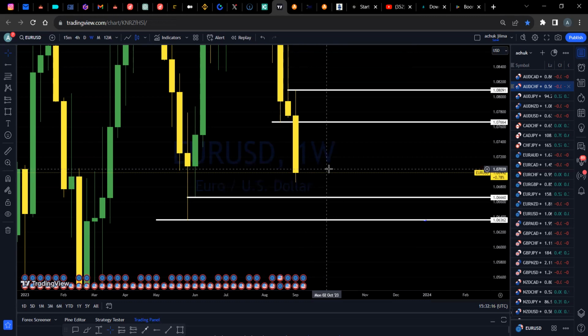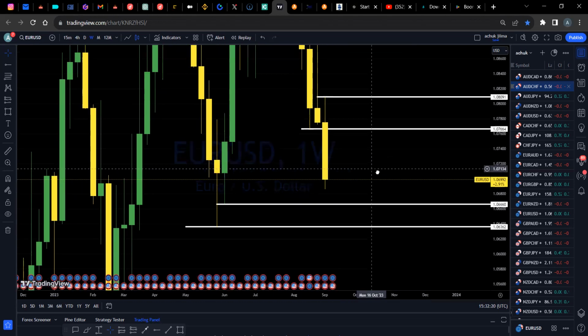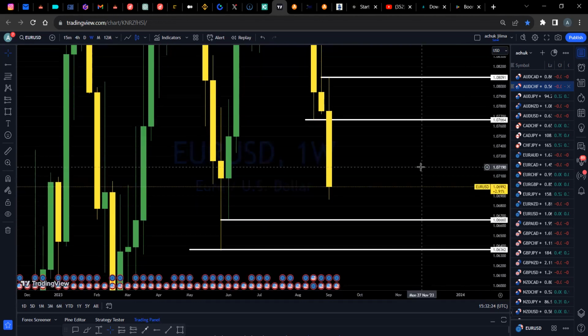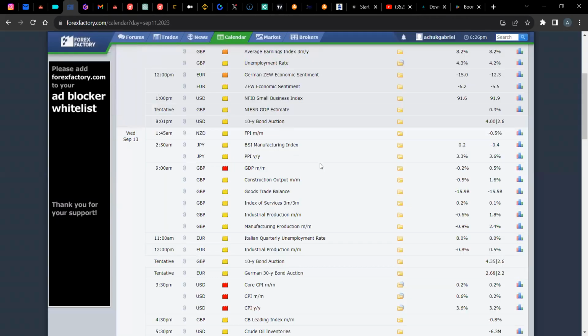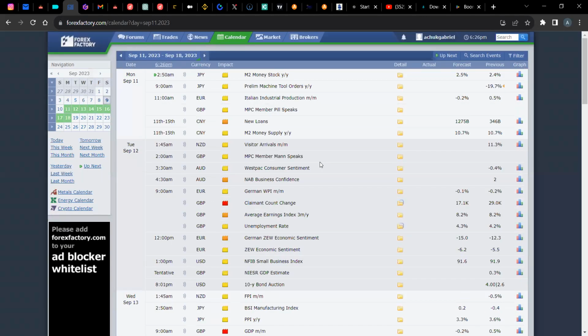But that being said, it is important for us to understand the fundamental aspects, what fundamental events are going to be happening this week. So for us to understand that, we can just pull out our economic calendar and see what is going to happen from Monday the 11th. So if you look at Monday 11th, there is no high impact news. We have a couple of low to medium impact events, especially on the JPY and Euro. So there's nothing so serious about that.